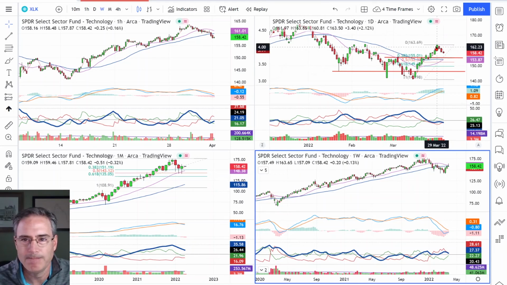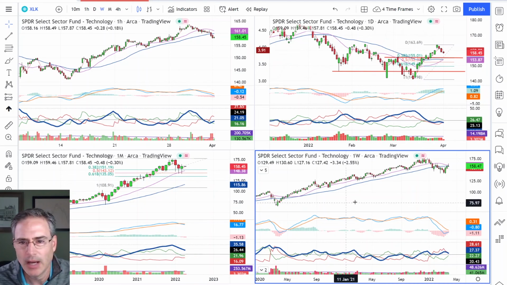So watch this pullback in XLK and see how this plays out. I think if it's a big move to the downside, then this is probably going to channel for a while. If it's modest and if it holds these 3 levels, then we're going to another new high here. So anyway, hope this was helpful.